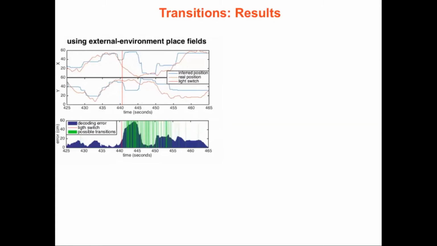So what we use here for the red maps is the one corresponding to the external light condition. Before the light switch, which corresponds to the red bar here, you see that there is a very good agreement between the two trajectories, the real one and the inferred one. But right after the light switch, there is a large disagreement. And that is very much compatible with the idea that the representation used by the animal is not the one corresponding to the external light condition in the few seconds right after the light switch.